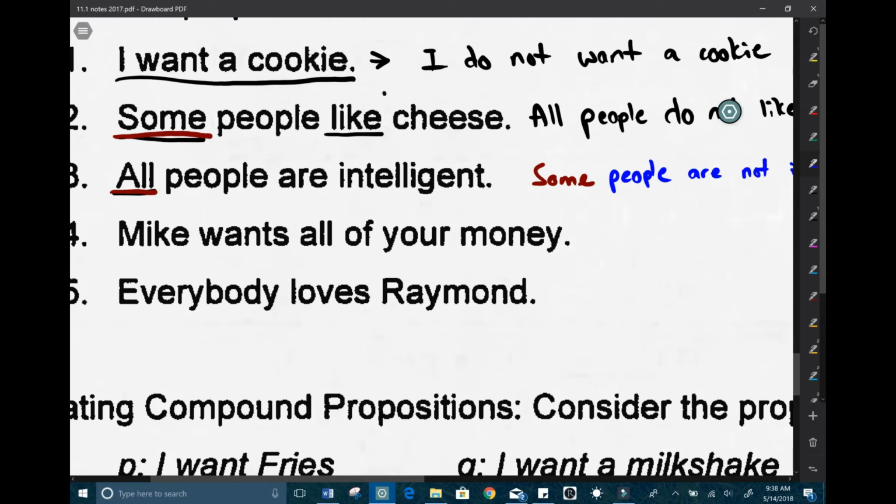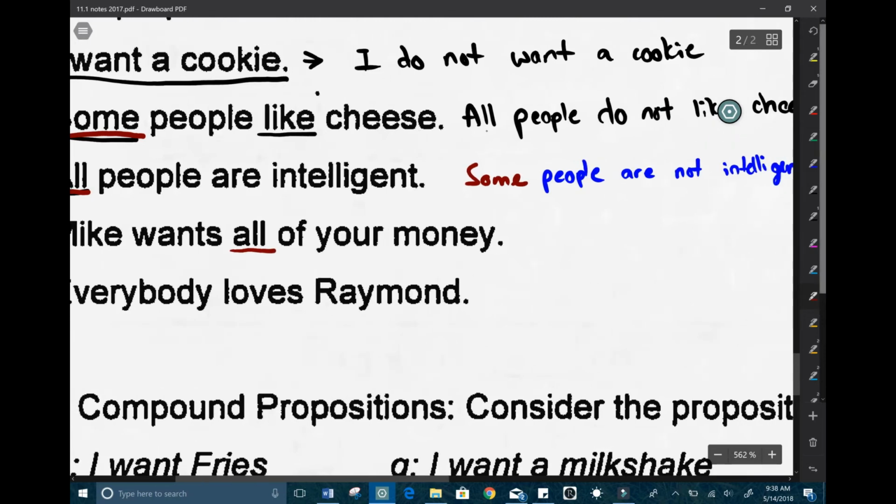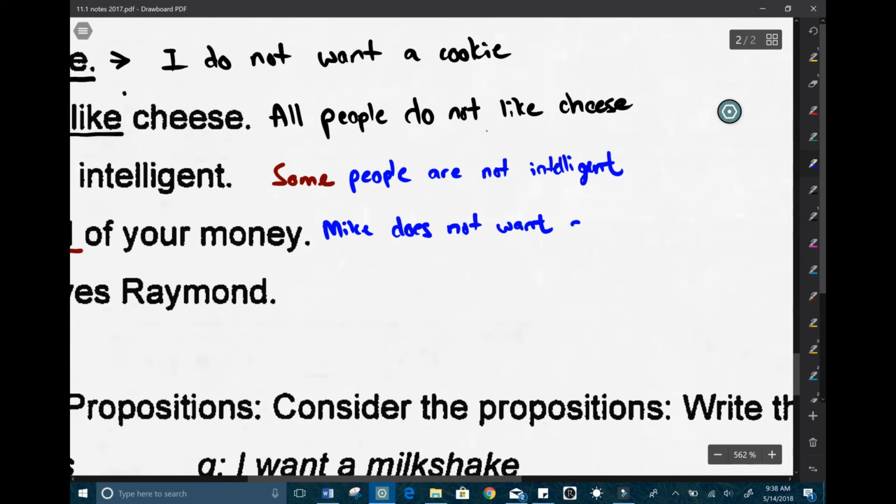Mike wants all of your money. Okay? So, in this case here, we are just going to change the quantifier. So, Mike wants all of your money. Mike wants some of your money. And we'll also change wants to does not want. So, Mike does not want some of your money.